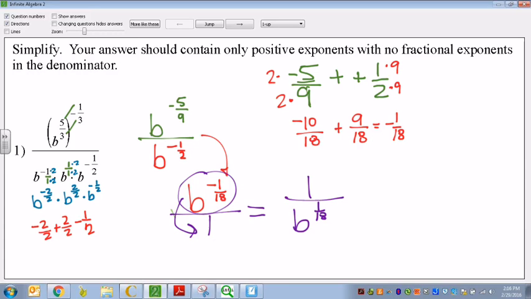Again, that combines all of our knowledge of properties of exponents, but remember, if you combine fractions, especially when I'm multiplying or dividing or adding or subtracting the exponents, I need to make sure I have common denominators before I do that. So that is how you simplify rational exponents.